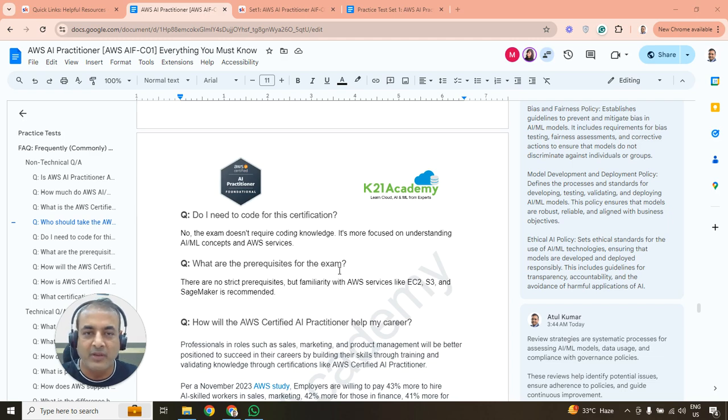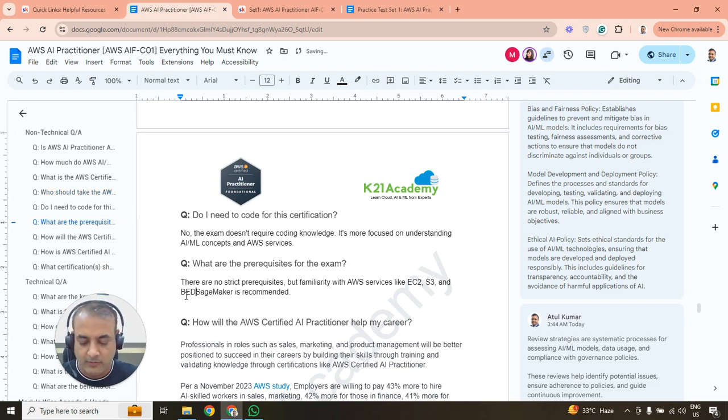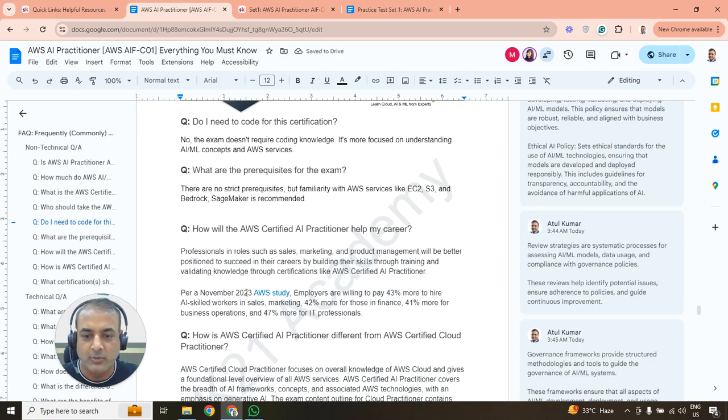There's no prerequisite, but familiarity with AWS services like EC2, S3, and some of the other services I mentioned is good, and Bedrock and SageMaker briefly. Let me update and add Bedrock here as well, because Bedrock is also something you should be doing. So Bedrock and SageMaker, and then other things like monitoring, security, configurations, all those things I mentioned as well. How will this AWS AI Practitioner help my career? Probably you know by now. Everything that you touch, you will be touching or using AI, generative AI, and so on.